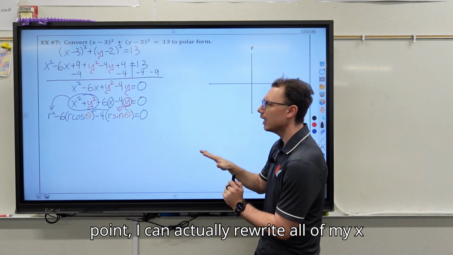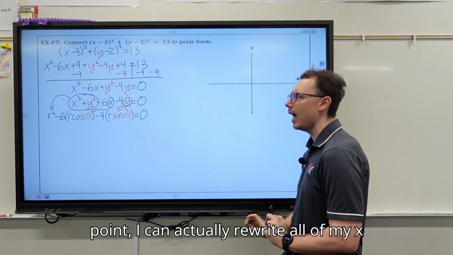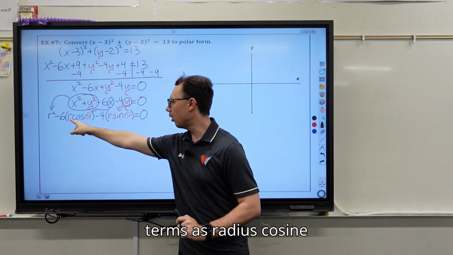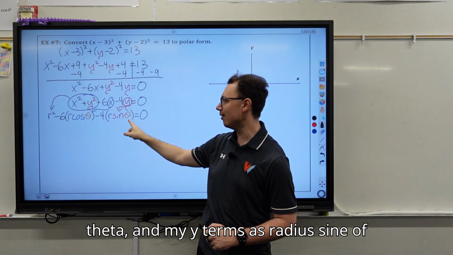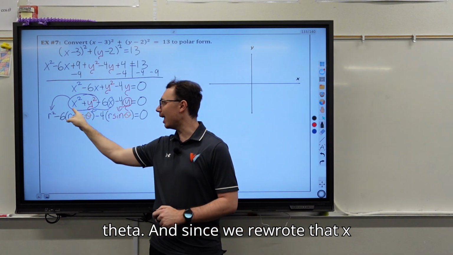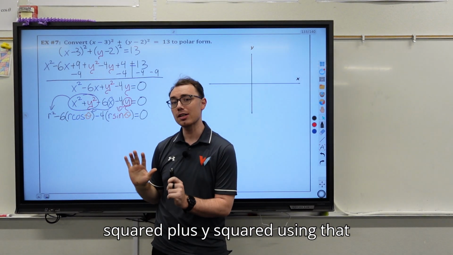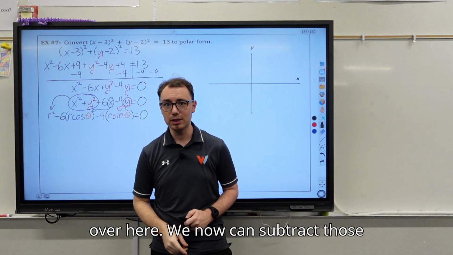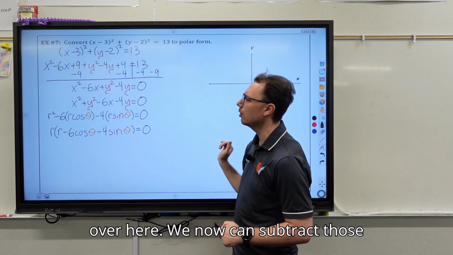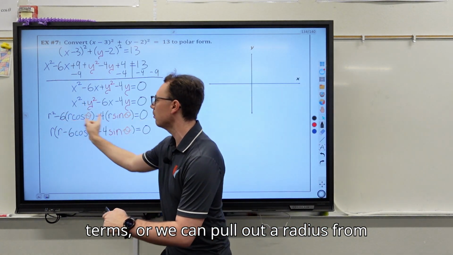From this point, I can actually rewrite all of my x terms as radius cosine theta, and my y terms as radius sine of theta. And since we rewrote that x squared plus y squared using that associative property, it groups them together, we now have our radius squared over here. We now can pull out a radius from both sides here.